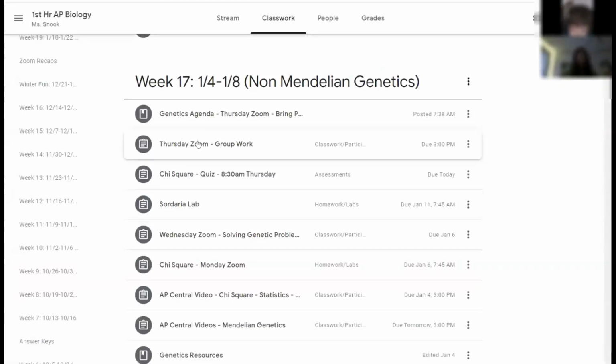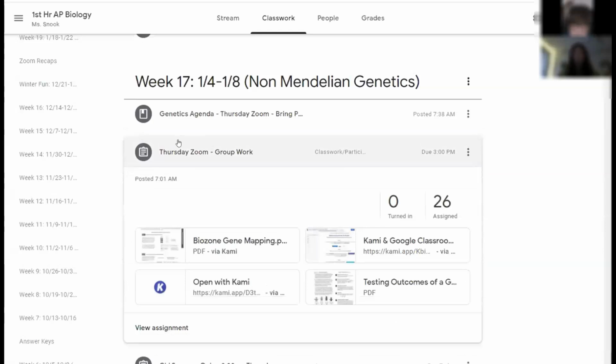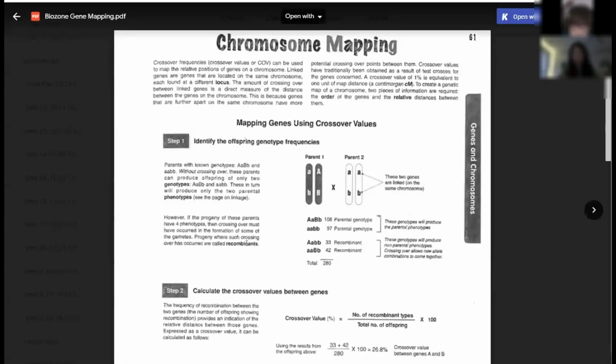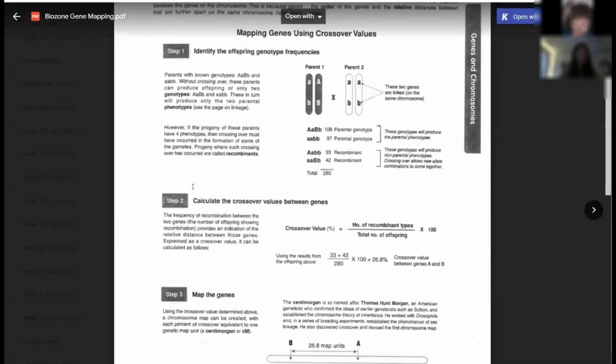Okay, so maybe before I do the chi-square one, which screen am I on right now? Oh, good. Okay, go to the Biozone gene mapping. Pull that up. This explains the chromosome maps. Up top, this explains the crossover calculation.